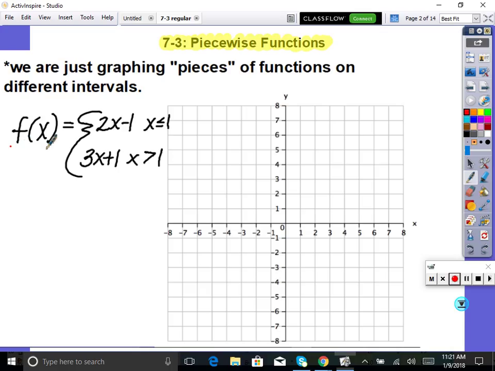It says we have a function, and see this little squiggly means we have a group of functions. So this is function number 1, and this is function number 2. We're literally just going to graph these functions on the same XY chart. So watch, everybody look, this is a line, 2x minus 1. I'm just going to focus on the first function, y is equal to 2x minus 1.